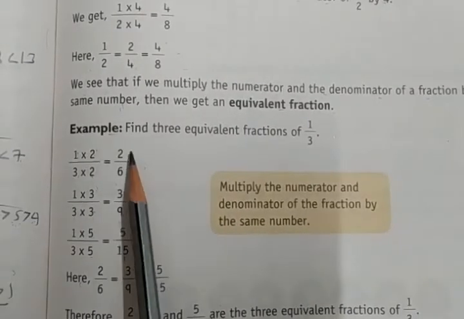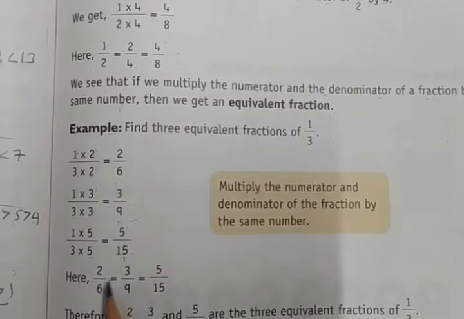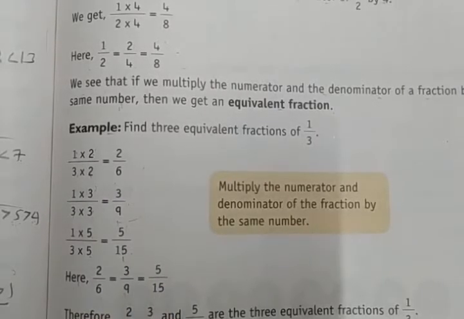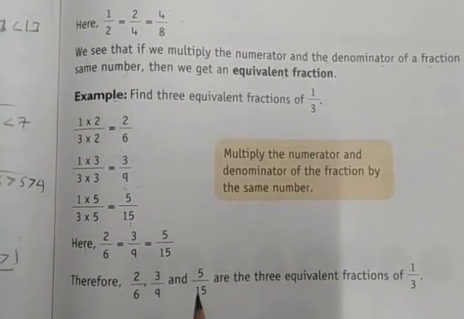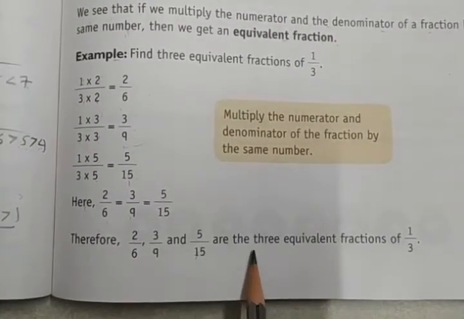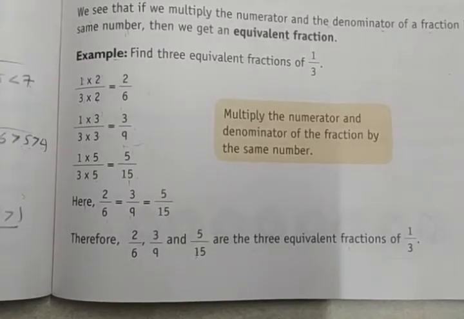So 2 by 6 is equal to 3 by 9 is equal to 5 by 15. Therefore 2 by 6, 3 by 9 and 5 by 15 are the three equivalent fractions of 1 by 3.